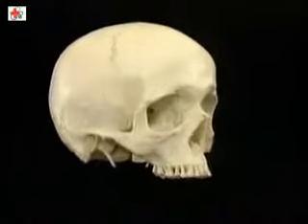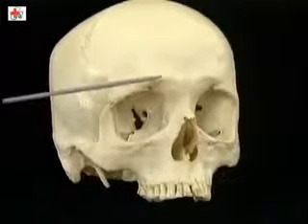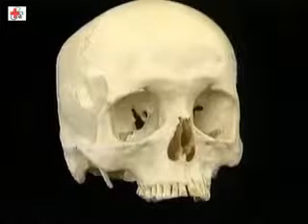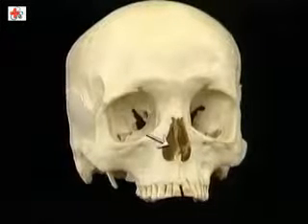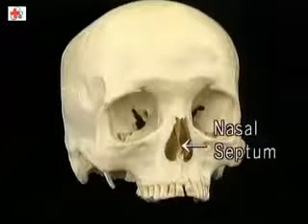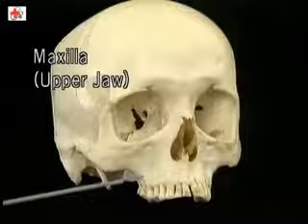The cavity for the eye is called the orbital cavity. It's protected on the outside by the thickened orbital margin. The opening for the nose leads to the right and left nasal cavities, which are separated by the nasal septum. The upper jaw, or maxilla, bears the upper teeth.